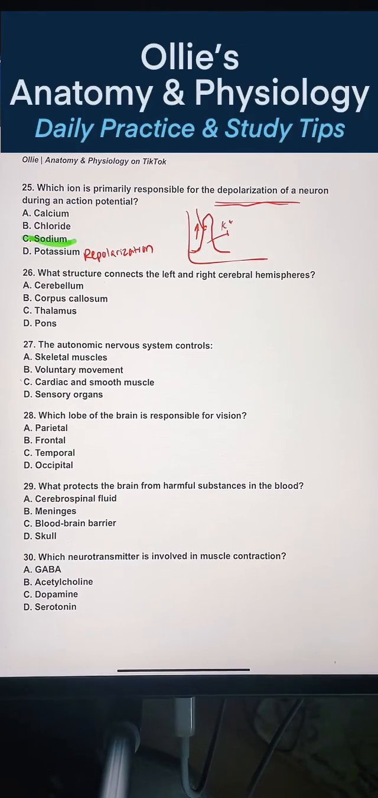26, what structure connects the left and right cerebral hemispheres? I have an anatomy exam today. Awesome, good luck. If we could get a good luck in the chat, that would be awesome.